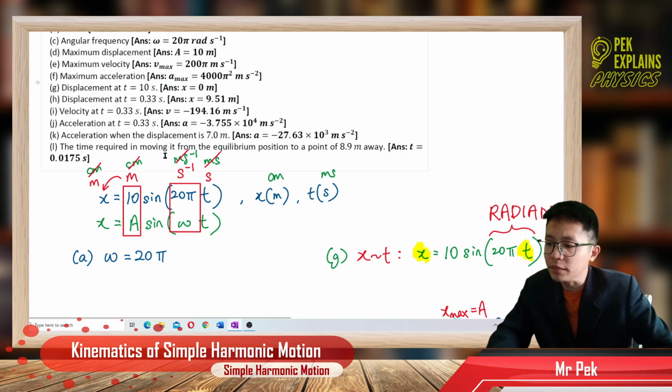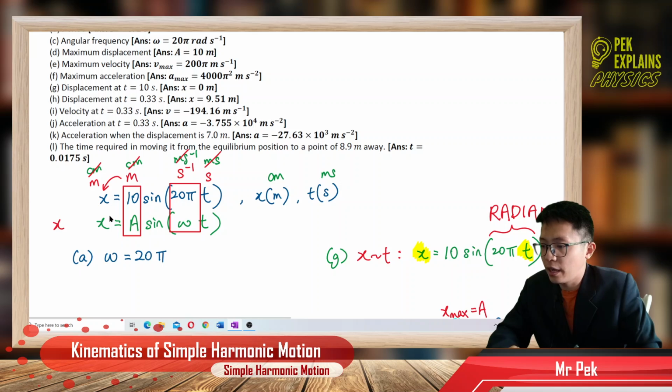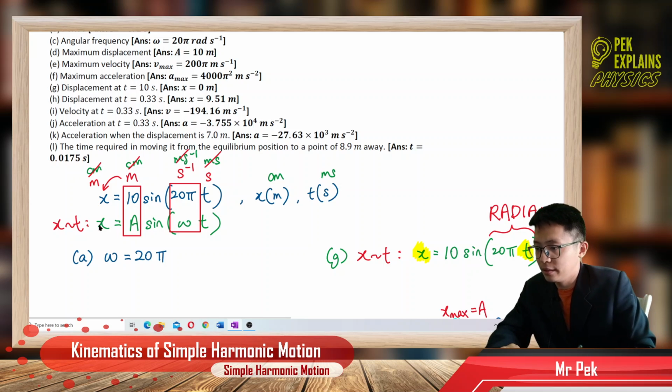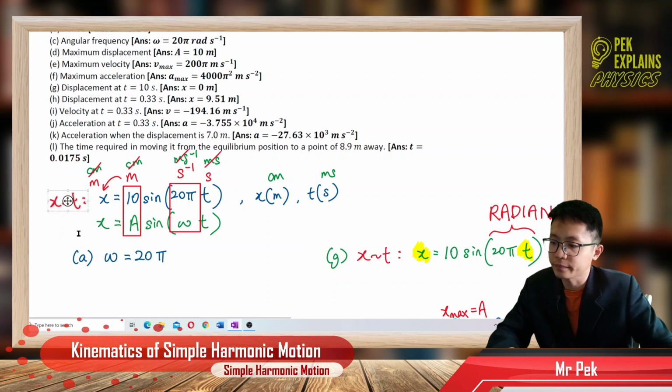Right now, our x is in meter, so the amplitude is also meter. Time is second, so our omega is per second. Okay, so we have the x-t formula. This is actually called the x versus time formula, because we have x and time here. So you compare with the x-time formula. Okay, this is the x-time formula we have, x with time.